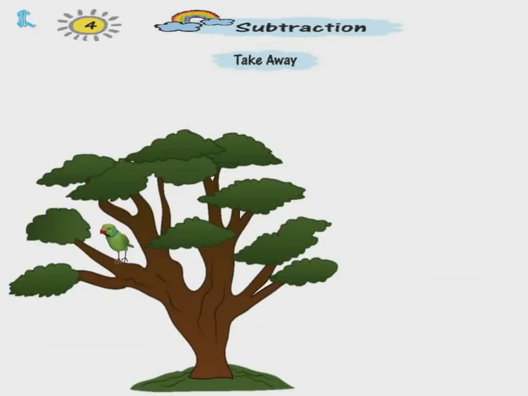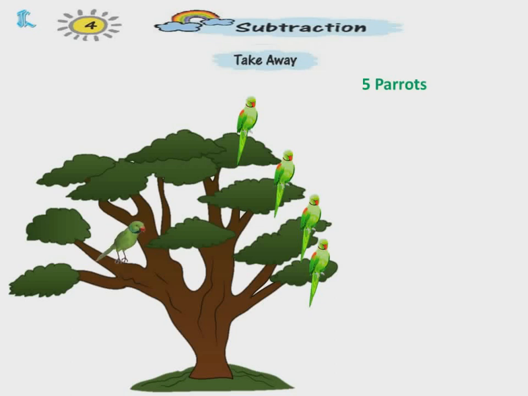On this tree, what can you see? You can see one parrot. Now 2 parrots, 3 parrots, 4 parrots and 5 parrots. So totally how many parrots are there? Altogether 5 parrots are there on the tree.